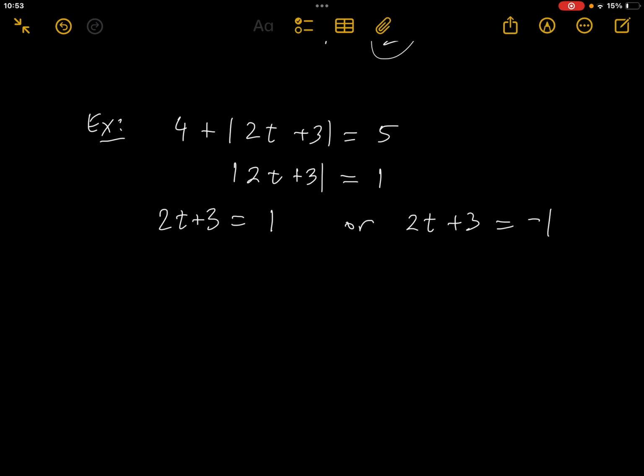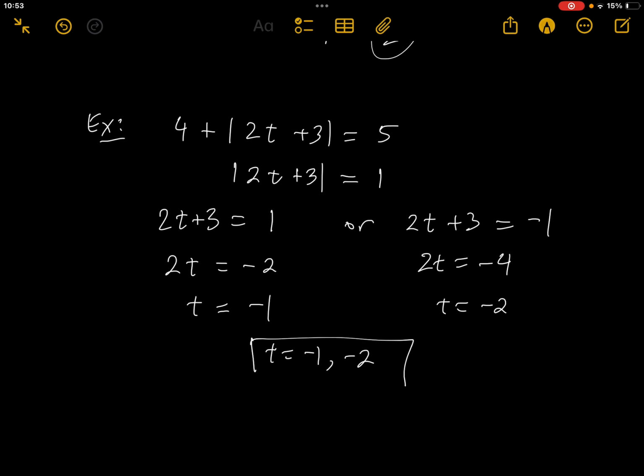And then you solve each of them. For the first one, 2t is 1 minus 3, that's negative 2. Divide both sides by 2, negative 1. Then the other one, you do the same thing. 2t is negative 1 minus 3, which is negative 4. Divide both sides by 2. You get negative 2. So the answer is negative 1, negative 2. Those are the two values that work.